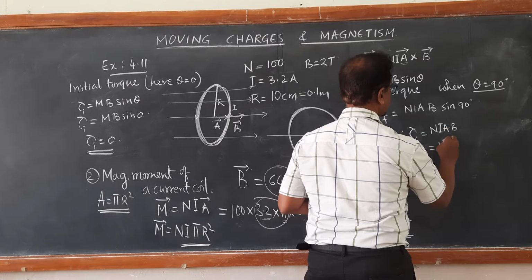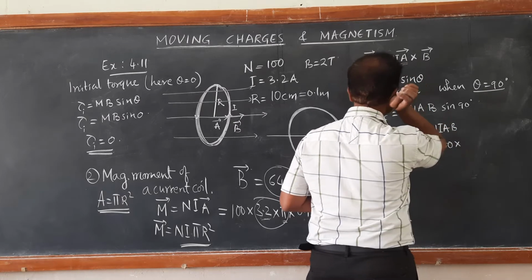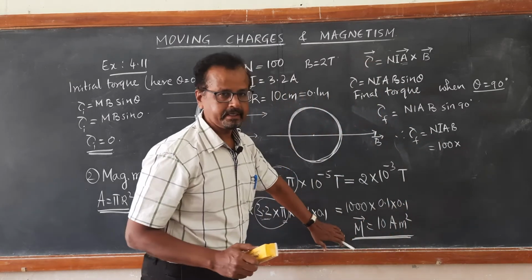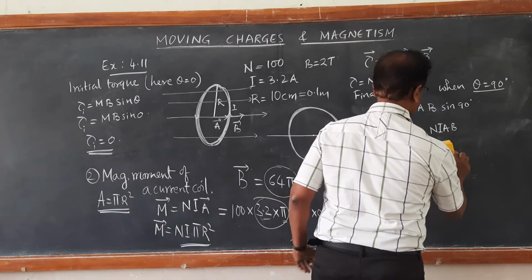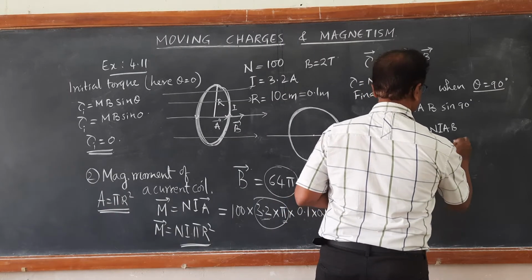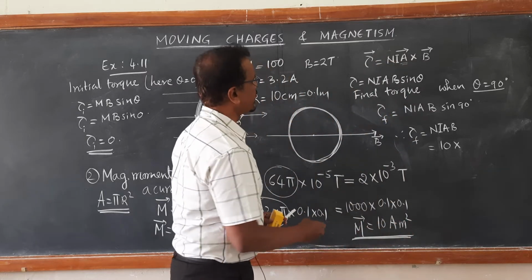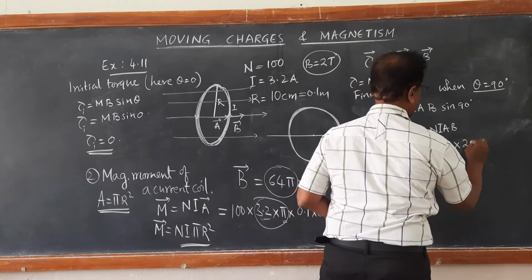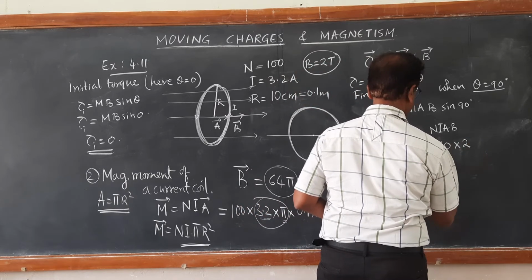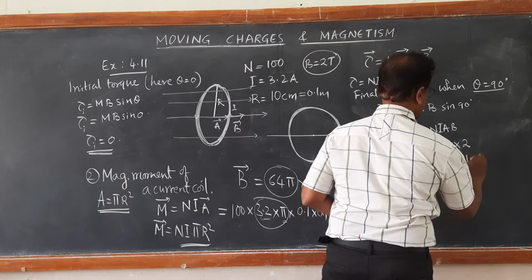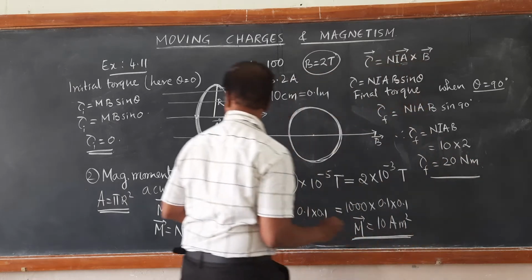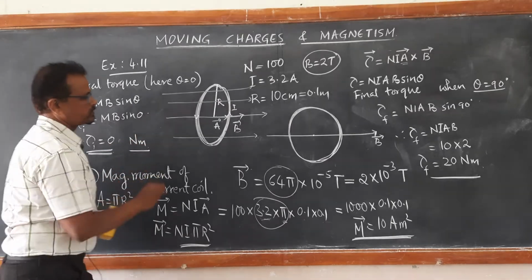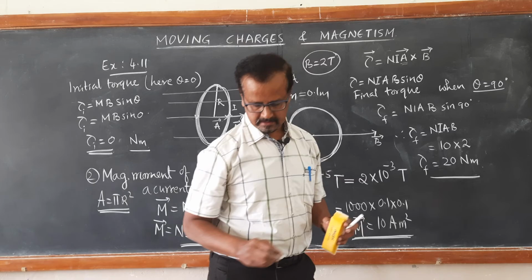NIAB. N is 100. We have already calculated the magnetic moment, 10, so I will directly write it as 10 ampere meter square into the magnetic field. The external magnetic field here is 2. So it becomes tau F is equal to 20 Newton meter. Initial torque is 0 Newton meter. Final torque is 20 Newton meter.